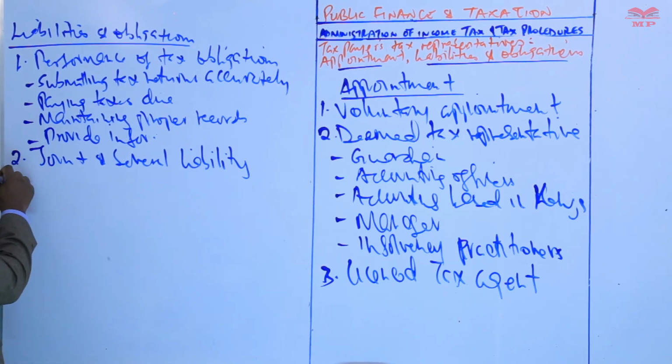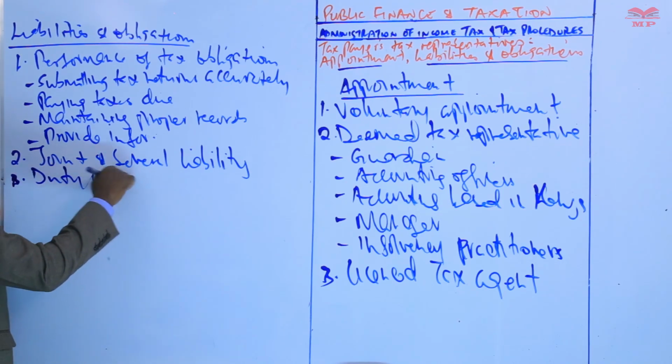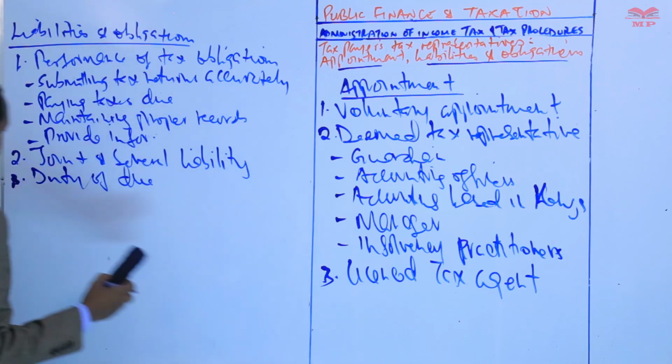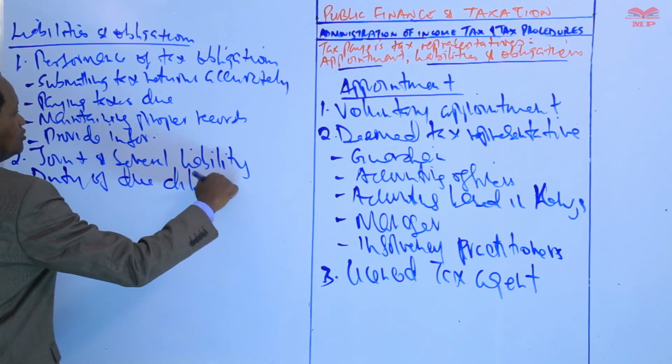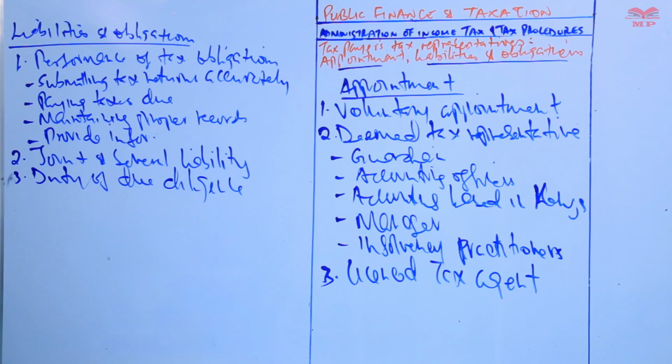They also have an obligation we are calling duty of due diligence. Number 3, duty of due diligence and care. Tax representatives are expected to act with due diligence and care in managing the tax affairs of the taxpayer. Failure to comply with tax obligations due to negligence or willful default can lead to penalties being imposed, potentially on the representative as well, especially if it results in tax evasion or avoidance by the taxpayer.